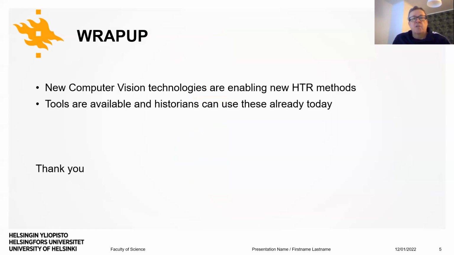In this presentation, I have briefly introduced the handwritten text recognition method. New computer vision technologies are enabling building efficient handwritten text recognition models. Tools are available, and historians and other researchers interested in historical documents can utilize them already today and address new research questions that were not possible earlier.